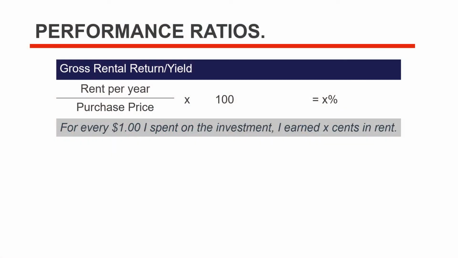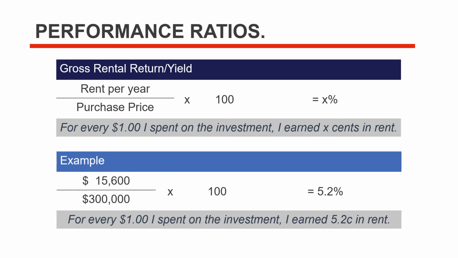One way of measuring returns on the investment is to calculate the gross rental yield. Now, this ratio simply compares the amount of rent received with the money invested, and it gives you an indication of how effectively the investment property is generating an income. So to calculate the gross rental return, take the annual rent received on the property and divide that by the purchase price of the property. Multiply by 100 to get a percentage return.